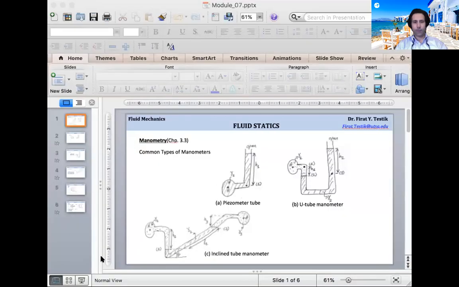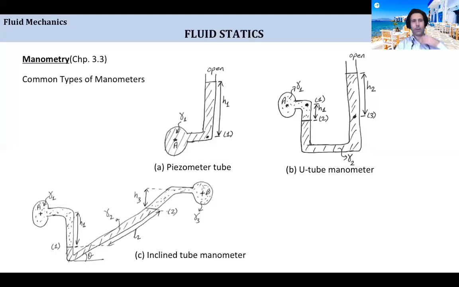So let me share my screen to go over my PowerPoint notes. All right, now it should be there.